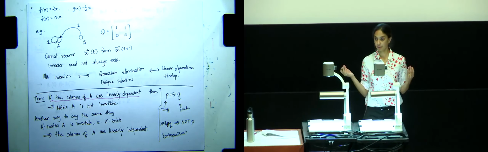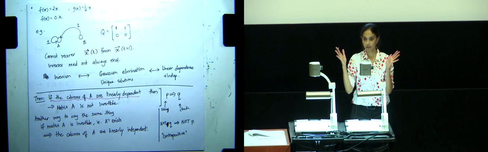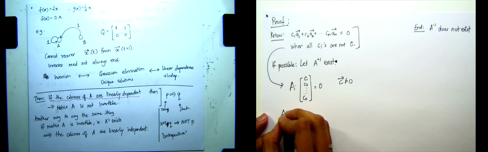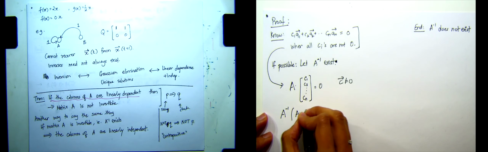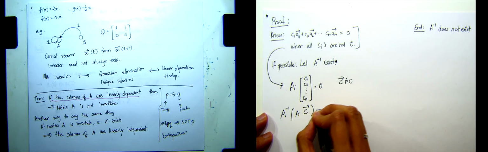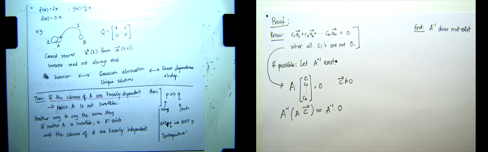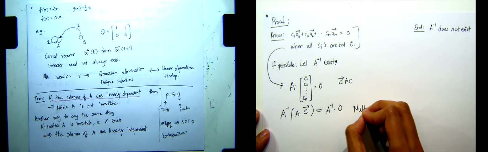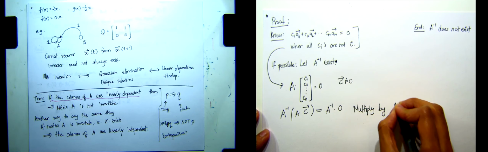Now I know that A inverse exists, and I have an A here. I'm pretending A inverse exists. What is it very tempting to want to try and do? Multiply both sides by A inverse, so that the A and A inverse come together. So let's take A inverse times A times my vector C, which is equal to A inverse times 0. Multiply by A inverse.